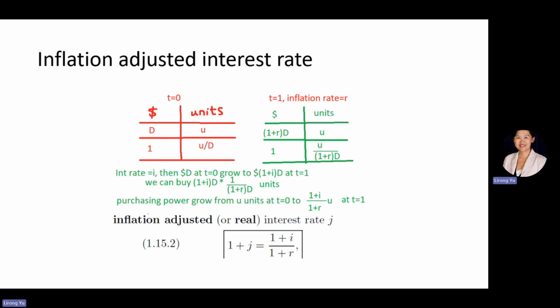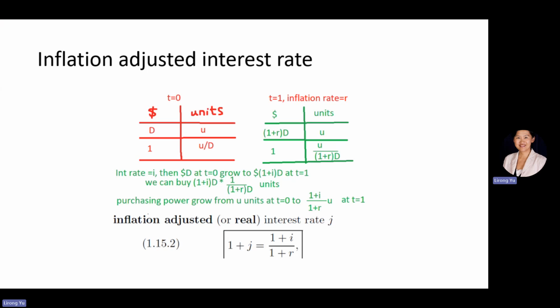What will happen is that at T equal to 1, inflation affects how much money you have to pay for that same amount of products. So 1 plus R is the factor of what you have to pay to buy the same stuff. The same thing you used to pay D dollars for, now you pay 1 plus R times D dollars. So that 1 plus R is the factor that inflated your price.